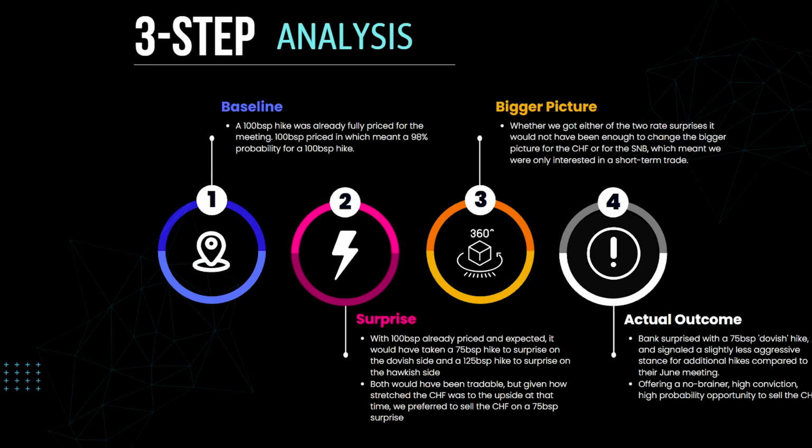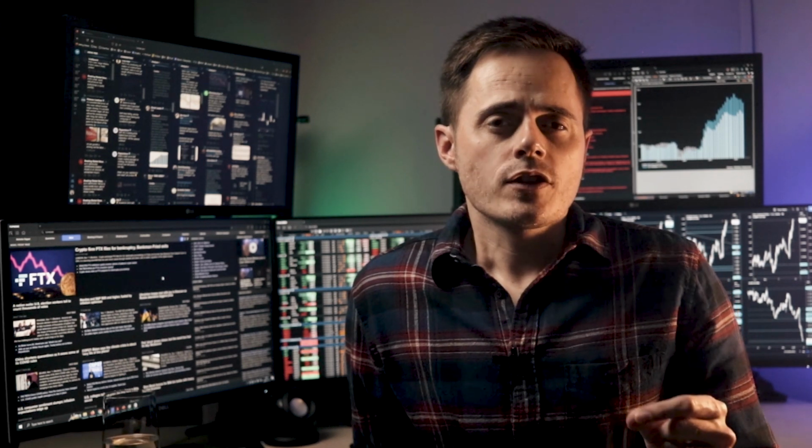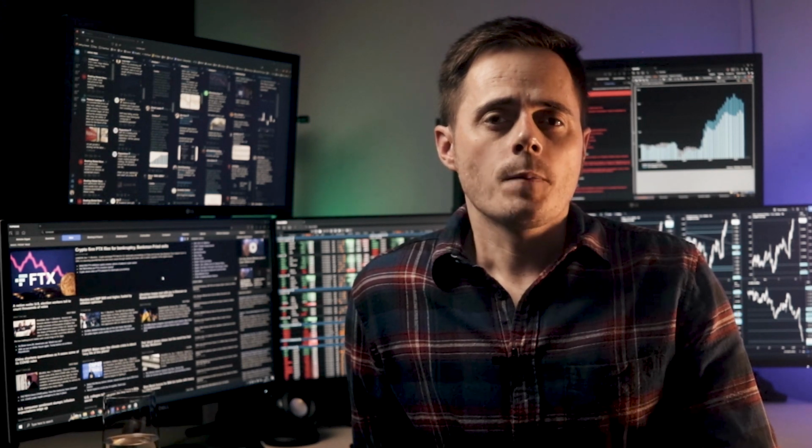So going to step 2. With 100 basis points already priced and expected, it would have taken a 75 basis point hike to surprise on the dovish side and a 125 basis point hike to surprise on the hawkish side. Now, both of these would have been tradable, but given how stretched the Swiss franc was looking at that time, we preferred to sell the Swiss franc on a 75 basis point hike surprise.